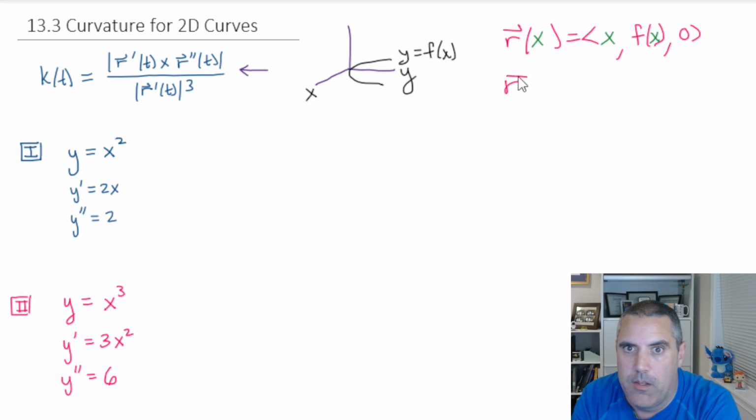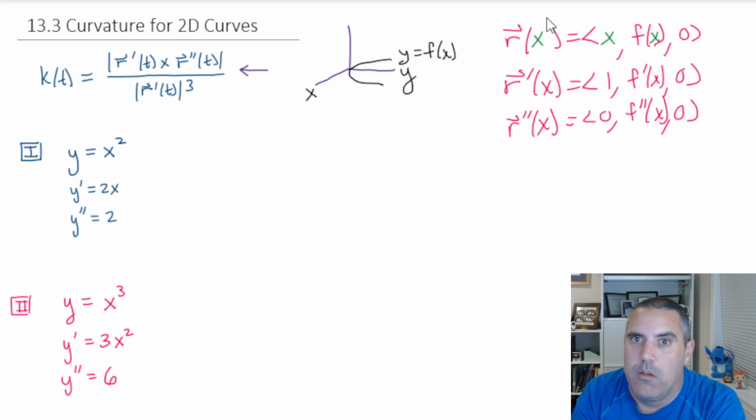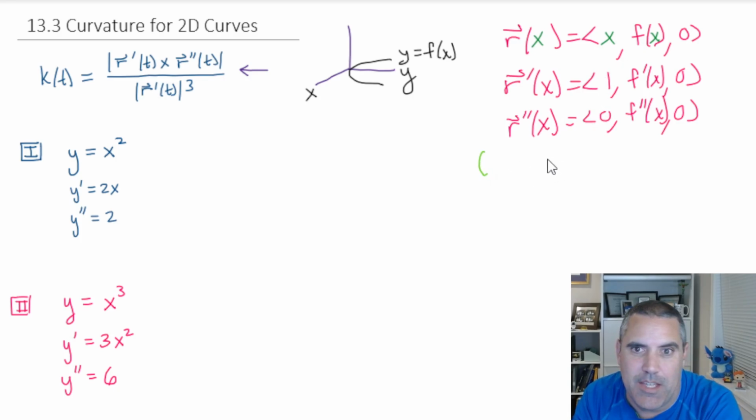Let's do that. So r prime of x is going to be 1, f prime of x, 0, and r double prime of x. This is actually really fast. I just wanted to show the derivation. There you get the second derivative. We need to take the cross product of those things. So we'll do a little i, j, k business here. Let's do that now.